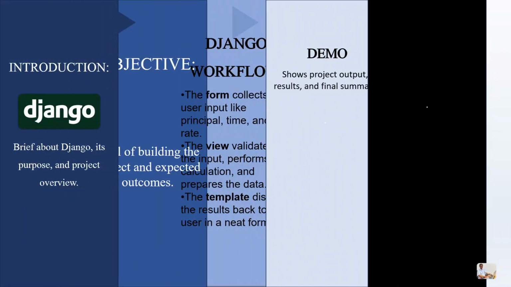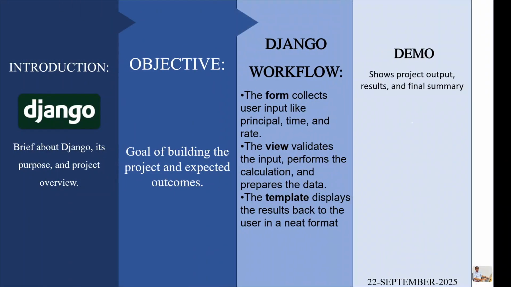So today we'll be discussing Django introduction, objective, Django workflow, and demo. Under introduction, we'll briefly talk about Django, its purpose and project overview. Under objective, we'll look at the goal of building the project and its expected outcomes. In Django workflow, we'll look at the FVT, that is form, view, and template. In demo, we'll show a project output and final summary.